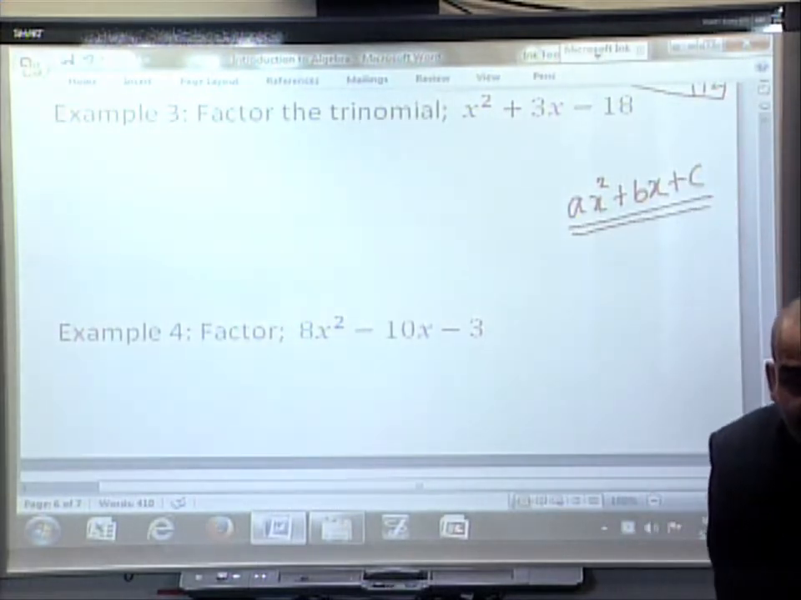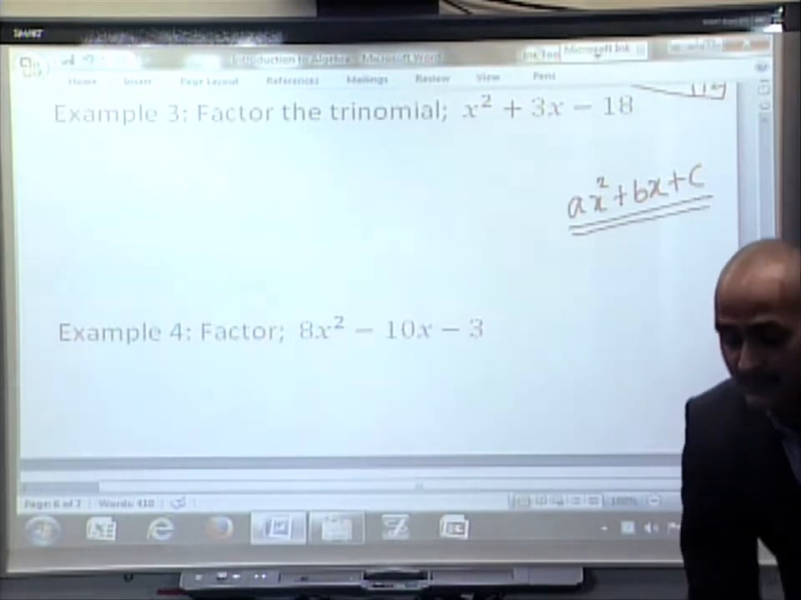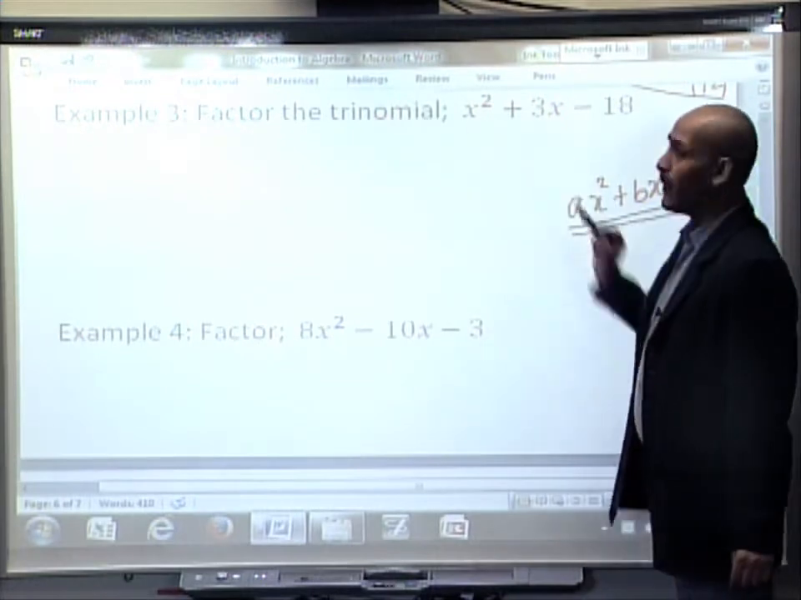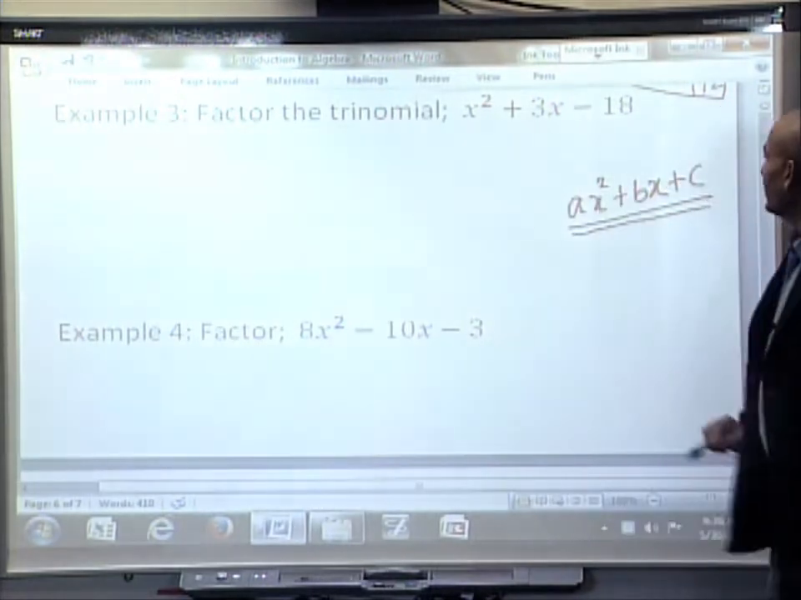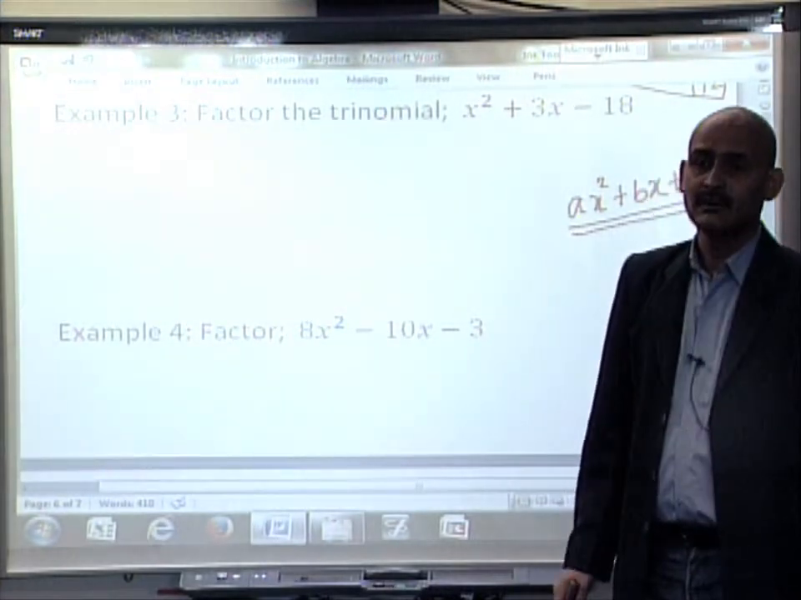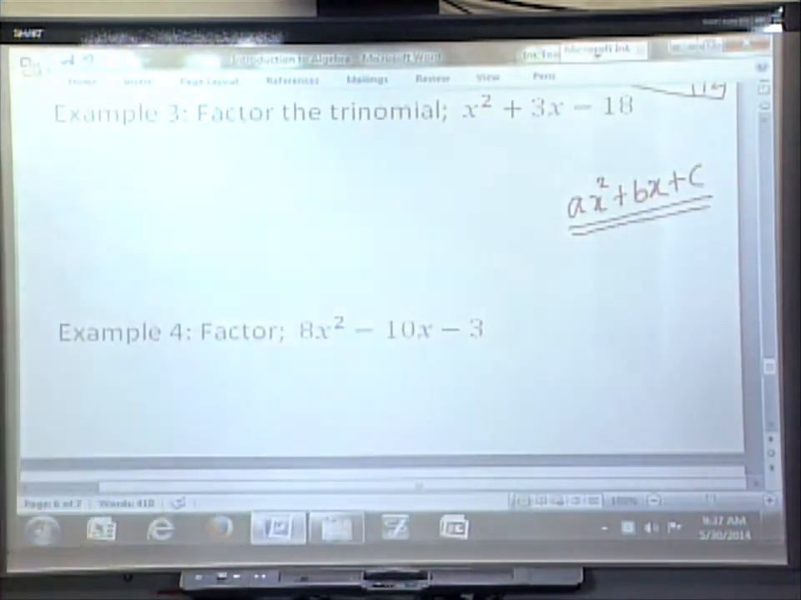If you look at the example, I am trying to factor the first example, example 3. I am trying to factor the trinomial x squared plus 3x minus 18. That basically means a is 1, b is 3 and c is minus 18. Okay, so we want to factor the trinomial.